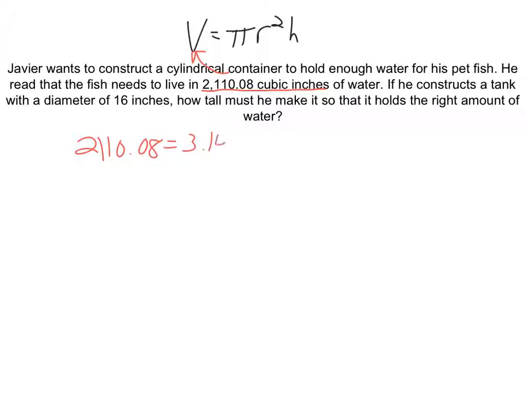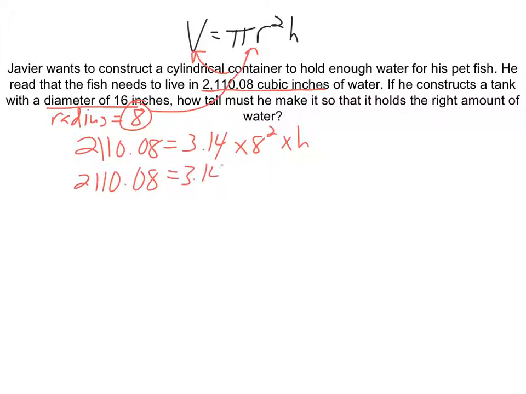I use 3.14 for pi. I'm given a diameter of 16 inches. Well, I need radius from that. So if the diameter is 16, the radius is half of that. So 8. 8 will go in for R. So I'm solving for H. Well, first of all, 8 squared, which again is 8 times 8. That gives me 64. I can multiply 3.14 and 64 together, and that'll get me 200.96.